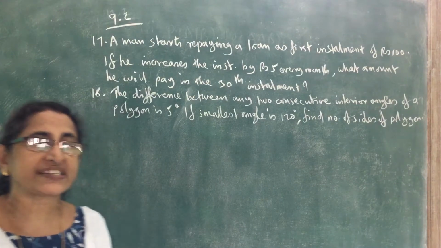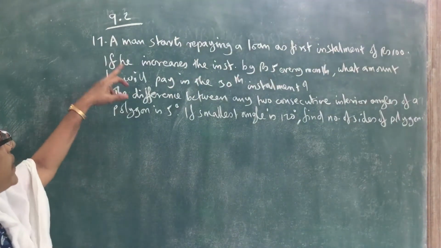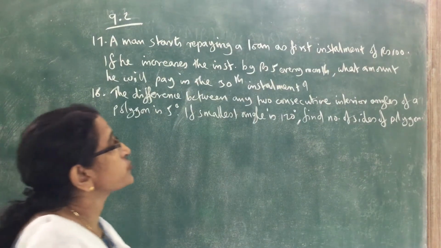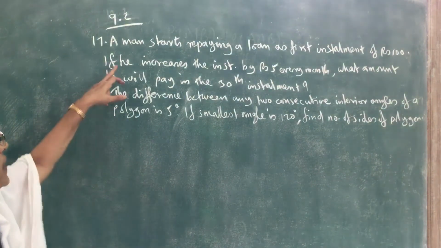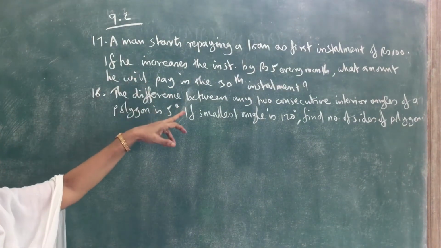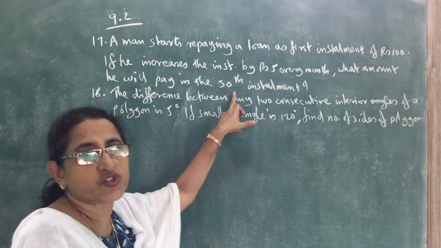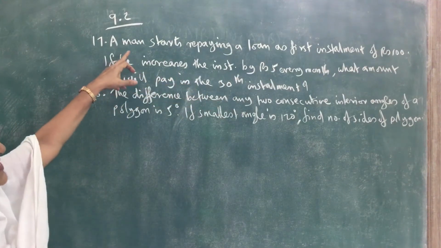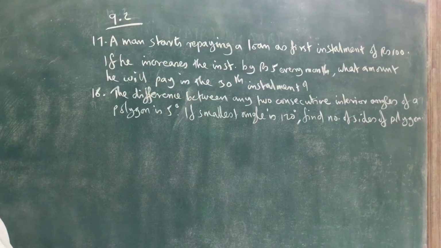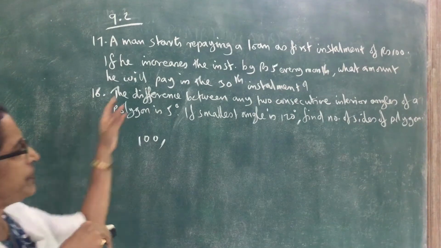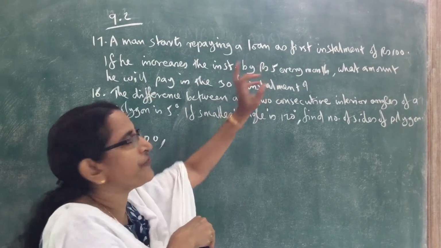Exercise 9.2, 17th one. A man starts repaying a loan as first installment of rupees 100. If he increases the installment by rupees 5 every month, what amount will he pay in the 30th installment? So he starts repaying the loan with a first installment of 100 rupees. Then every month he increases the payment by 5 rupees.